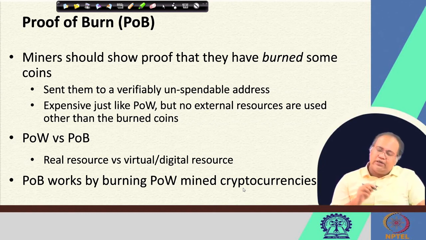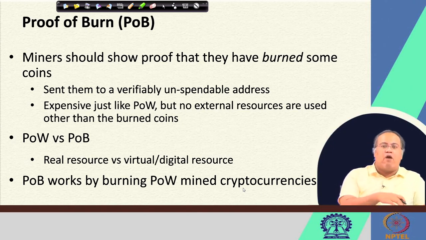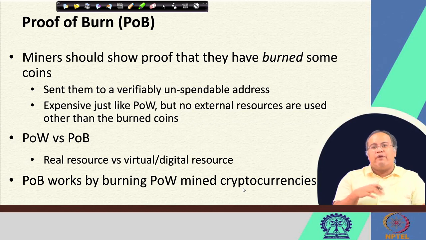Now, if you think carefully about this proof of burn, you are also wasting some amount of digital money. That way it is expensive just like proof of work, but you are not using any external resources. What you are basically doing is burning the digital currency, not the physical computing power. So people claim that it is possibly more energy efficient compared to proof of work. In proof of work, you are actually burning the real resource, that means the computing power of your machine. In proof of burn, you are burning the virtual or digital resource.